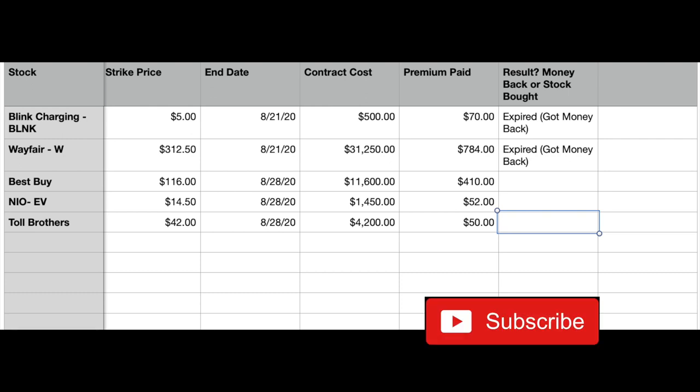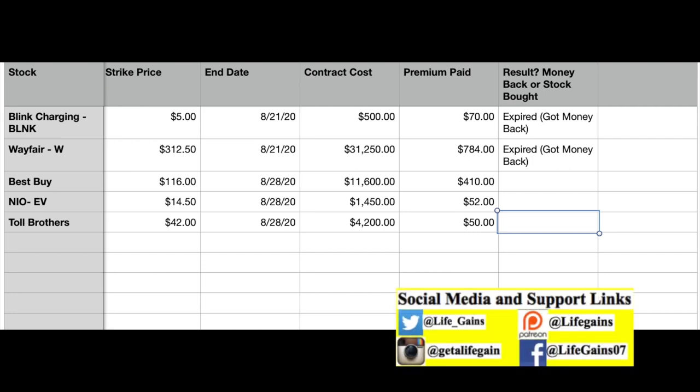What's happening, traders? This is week number two as I go through all the puts, helping you make money on Robinhood and in the stock market. And this is what I did last week so you could see the results.